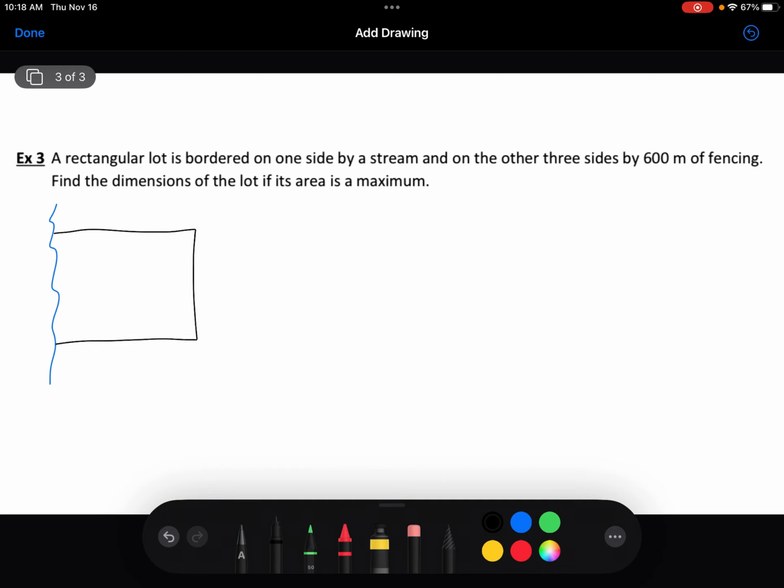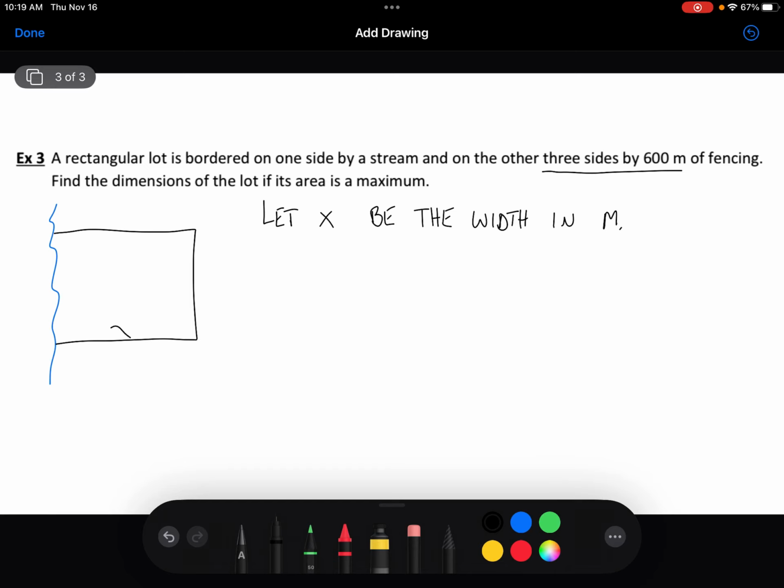It's a rectangular lot. I've made a rectangle. Find the dimensions of the lot if its area is a maximum. So our dimensions are always going to be length and width. I know the whole thing adds up to 600. So if I was doing this, I would set my let statement: let x be, and you don't have to use x, you could use anything you want, you could use w or l, the width in meters. Okay, so we've got our let statement.